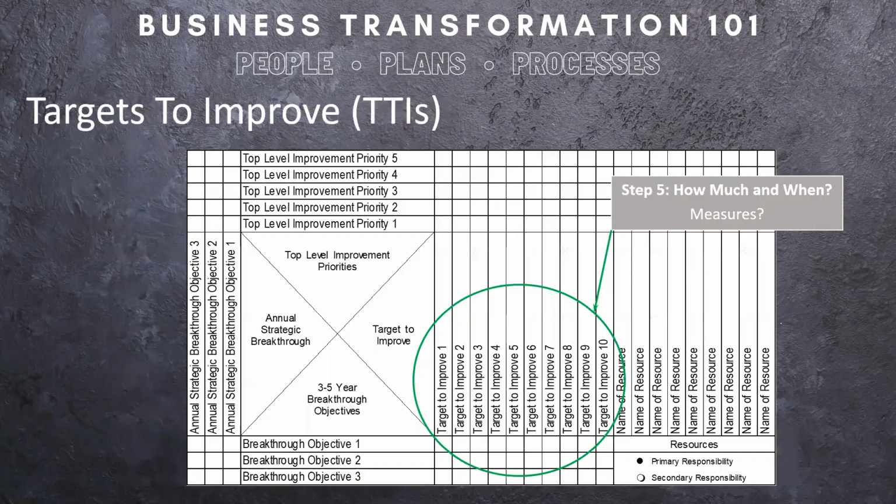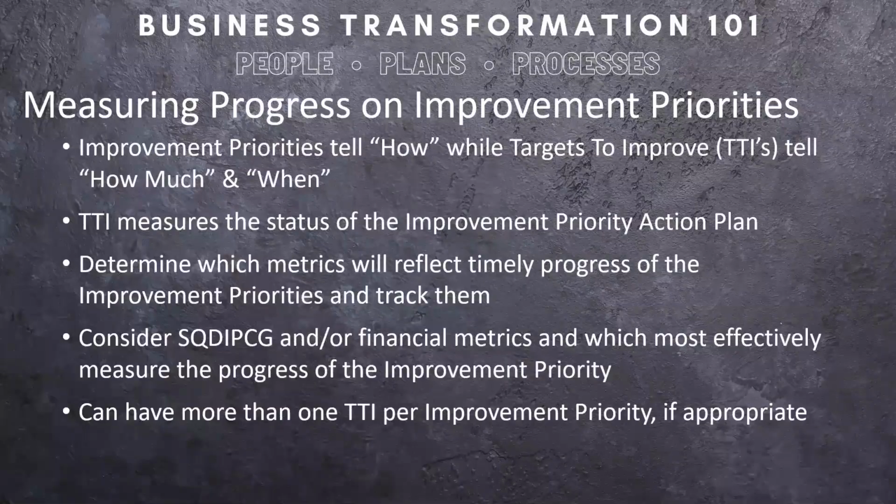The 5th and final step of the SD process is creation of the targets to improve, or TTIs. The TTIs measure progress on the improvement priorities. Each improvement priority has an action plan, and the TTIs should measure the status of the action plans. The SD matrix will be reviewed by leadership monthly, so the TTIs should provide insight on progress at least at a monthly level of granularity. The team could elect to also have weekly or daily metrics to track progress if appropriate.